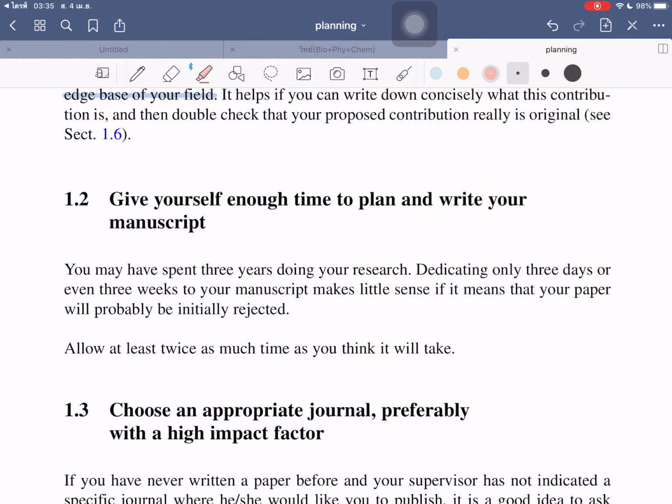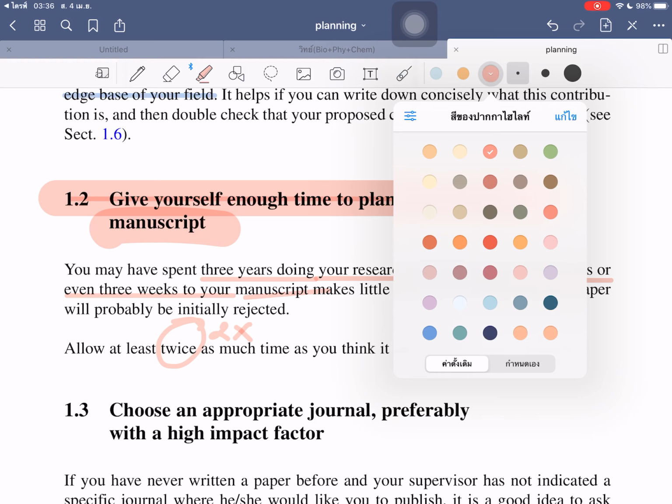The second one: give yourself enough time to plan your manuscript. Normally, how long? It takes about 3 years doing your research, and 1 or 3 days, or even 3 weeks, to write your manuscript. But keep in mind that you need to allow at least twice the time you think it will take.